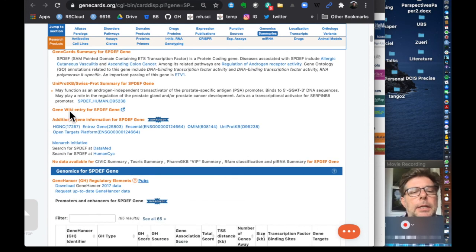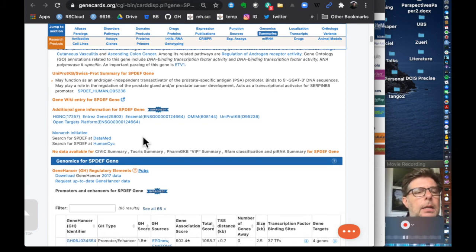GeneWiki is another site that's useful sometimes. It's a bit like GeneCards. Overall, I find it's not as well developed as GeneCards. I'm not sure what the Monarch Initiative is. So those are things to explore.